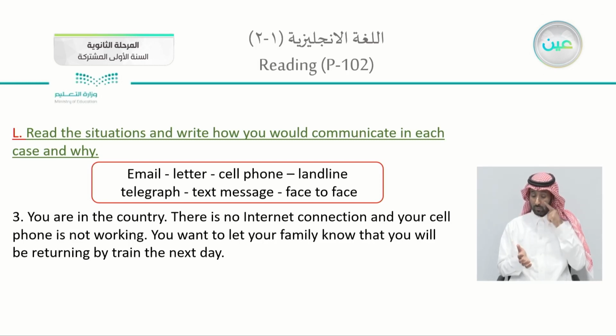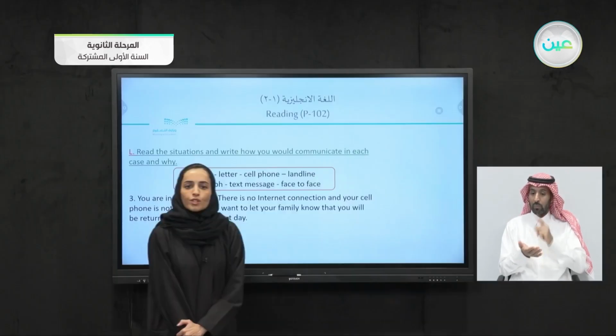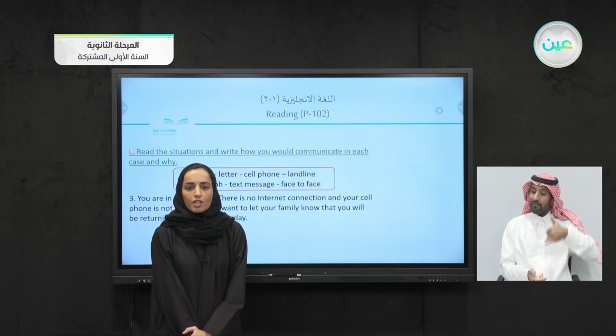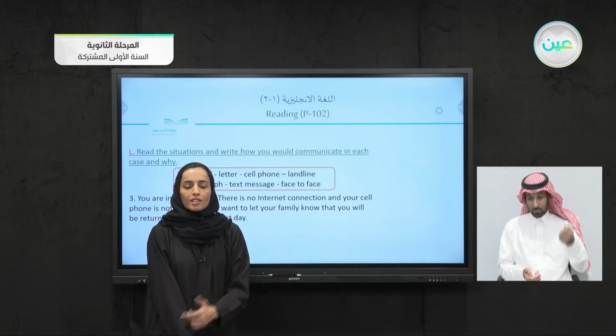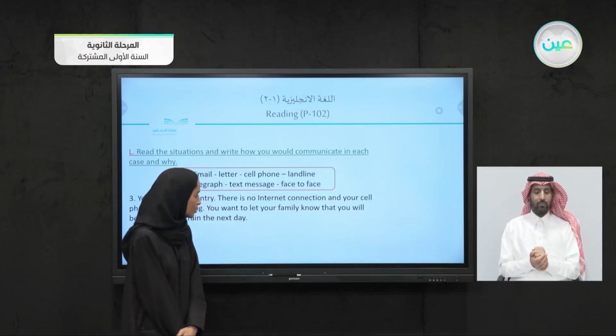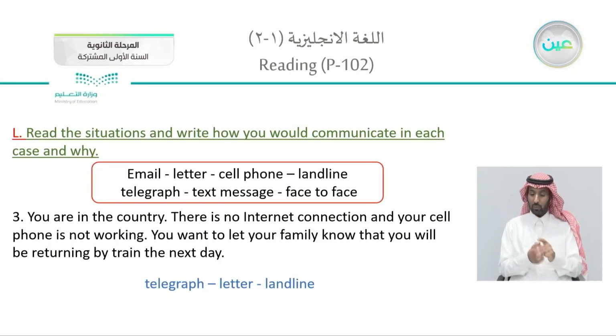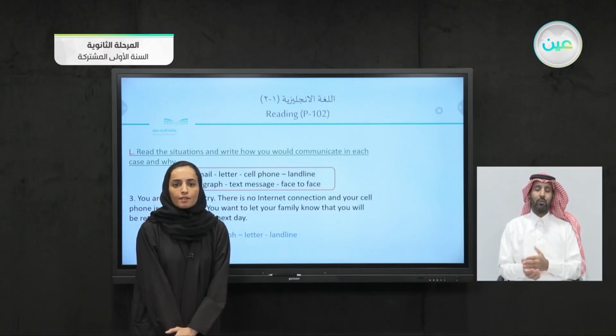You are in the country. There is no internet connection and your cell phone is not working. You want to let your family know that you will be returning by train the next day. So in here, we don't have internet. The internet is not an option. So you can't use your cell phone, you can't use the internet. What can you use? You can use the telegraph, or you can use letter, or maybe a landline. With landlines, we don't use the internet.